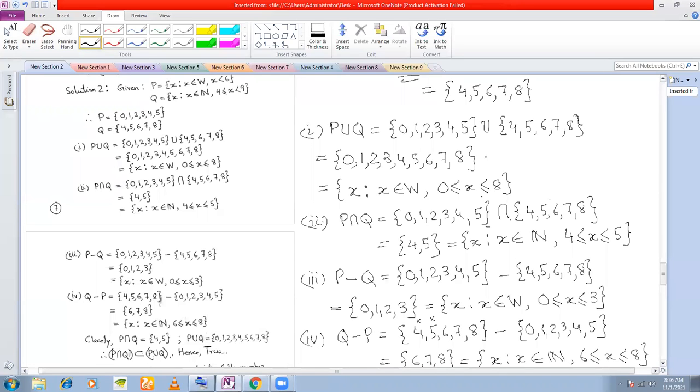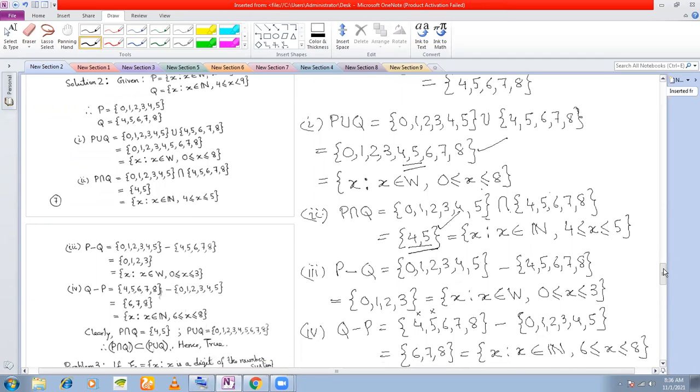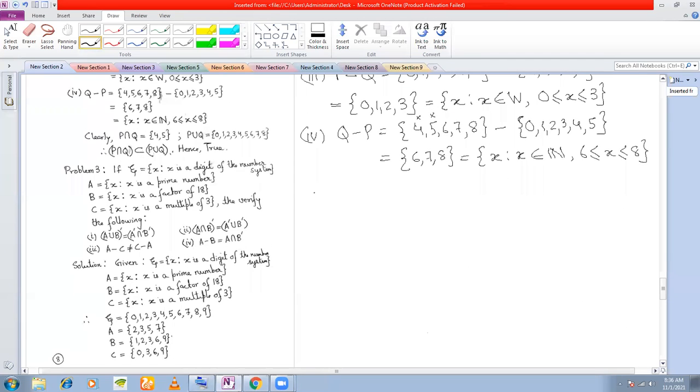Now P union Q here is this, and P intersection Q here is this. Is P intersection Q a subset of P union Q? Yes. P intersection Q only has 2 elements, 4 and 5, and both are there in P union Q. So therefore, P intersection Q is a subset of P union Q. So let's first write P intersection Q.